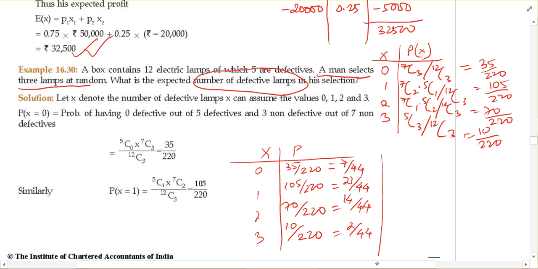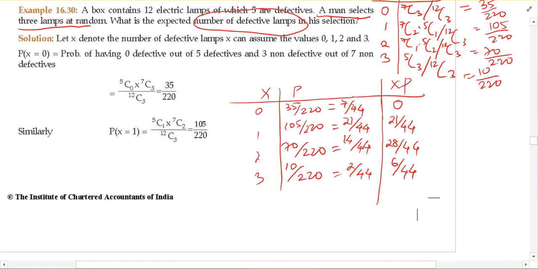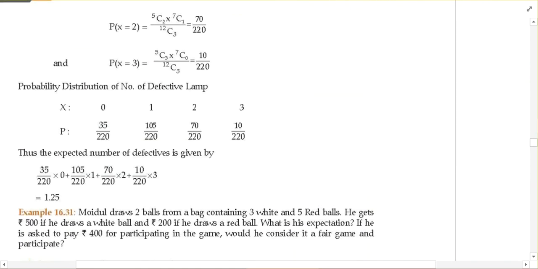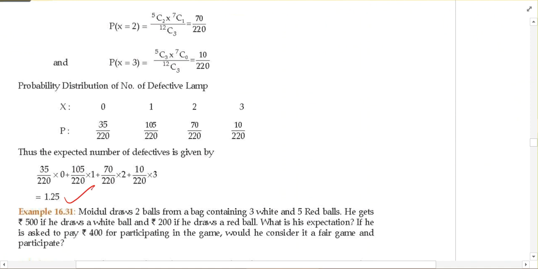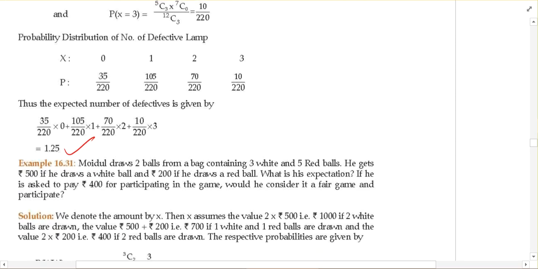Okay. Now we just have to find sigma XP because expected number of defectives it is asking. So 0 into this, that will be 0, 21 by 44, then thereafter 28 by 44 and 6 by 44. So this is 27 and 28, that is 55 by 44. 55 by 44, that is 1.25 obviously. So this is how we calculate expected number of something.